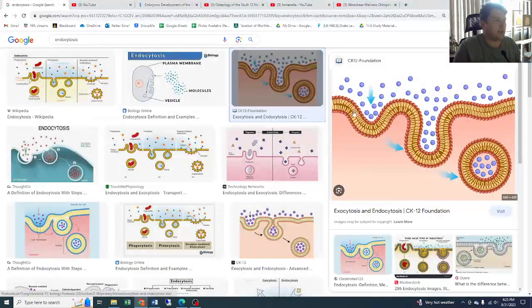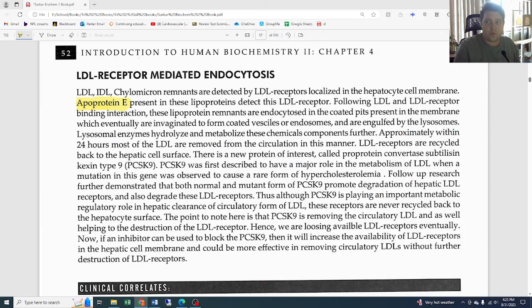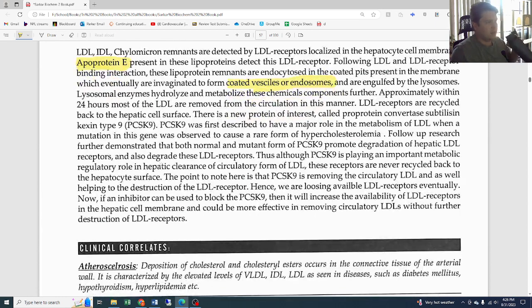Like this, where it's binding here, it's coming in, creating this bubble right there, and now this is our vesicle that is now inside, and our membrane is still complete. That vesicle is able to go in, and then it goes over to the lysosomes. So it is a coated vesicle, also known as an endosome, and those are engulfed by the lysosomes, those digestive enzymes. Lysosomal enzymes hydrolyze and metabolize these chemical components further. Approximately within 24 hours, most of the LDL are removed from the circulation in this manner.